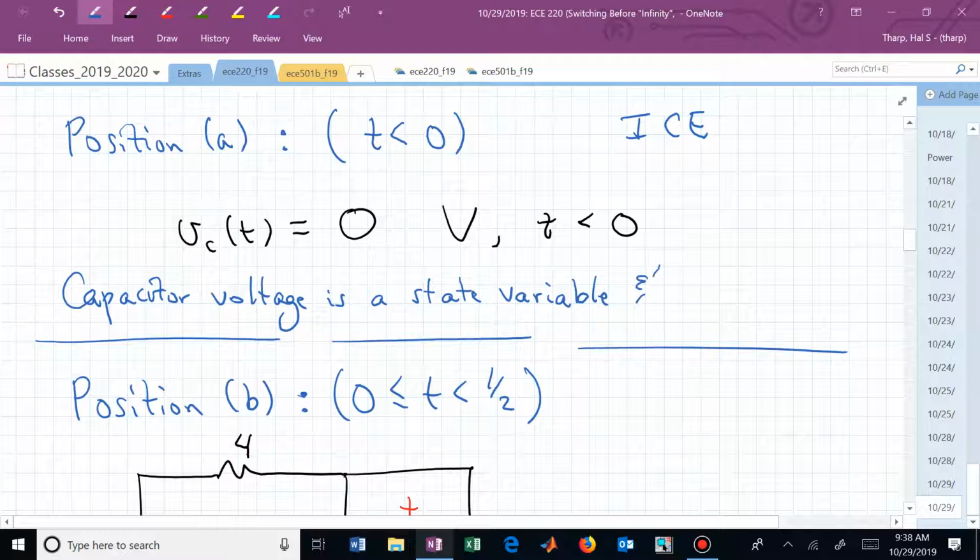What does that mean? What does that give us? The fact that it's a state variable, does that tell us any more useful information about how this voltage behaves at different, let's say, points of time? Before or after a switch, for example. What's the voltage like? The voltage is continuous, so we now have capacitor voltage is a state variable and remains continuous.